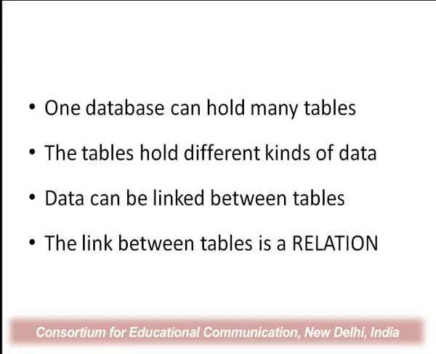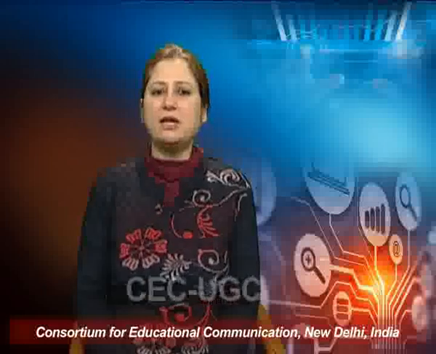There are a few important key points to remember when we are building any database. One database can hold many tables, n number of tables can be created in a single database, and each table can hold different kinds of data. We have seen a table can have the roll number of the student, name of the student, date of birth of the student, the fees paid by the student. Each of these is a different kind of data. Some is text data, some is date data, some is numeric data, alphanumeric data.